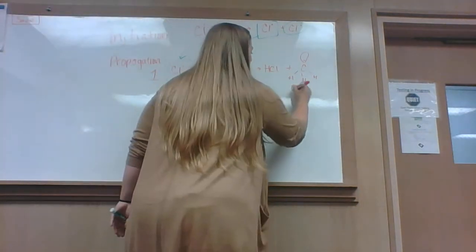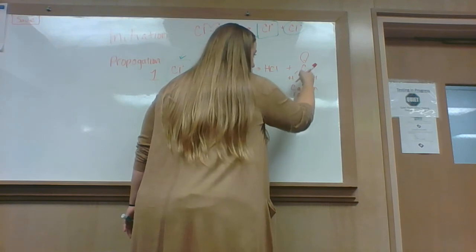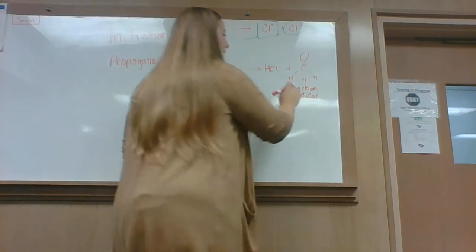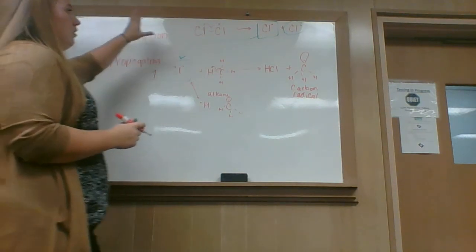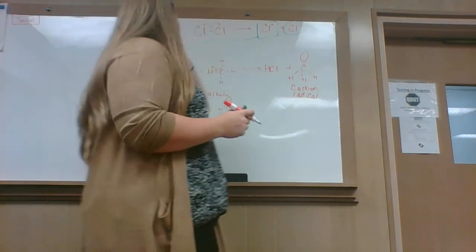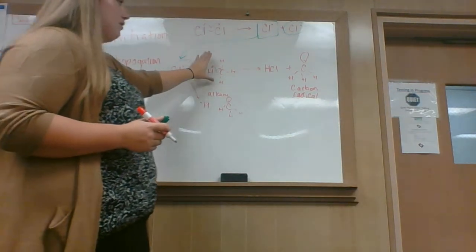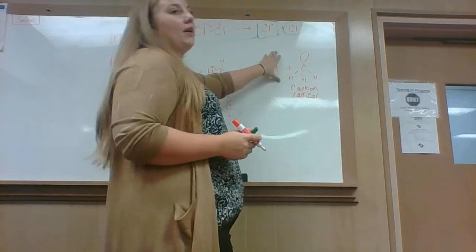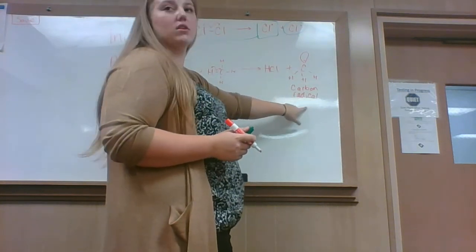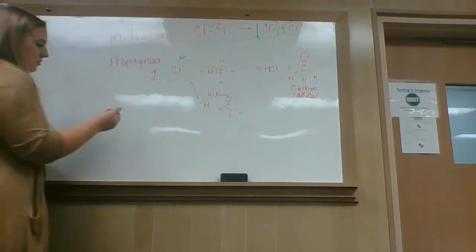In this case, we have a methyl radical because it's 1 carbon, but in general, we're making a carbon radical. So, initiation: chlorine breaks up into 2 chlorine radicals. Propagation 1: a chlorine radical reacts with an alkane to create a carbon radical. How do we feel about propagation 1?